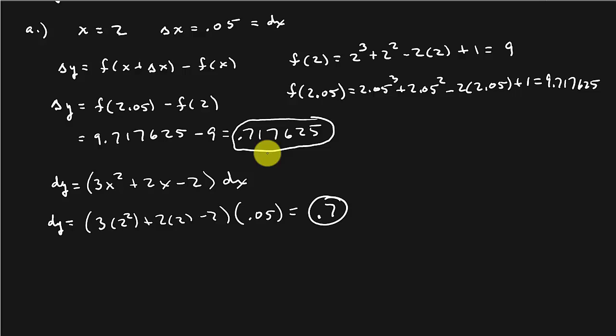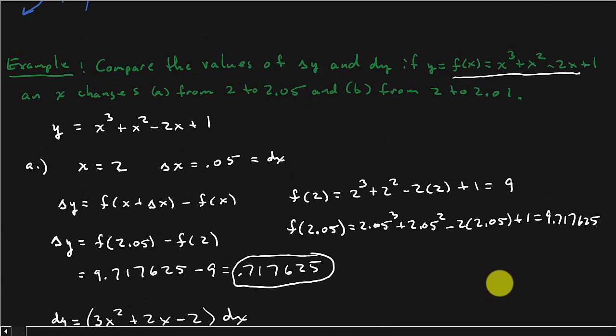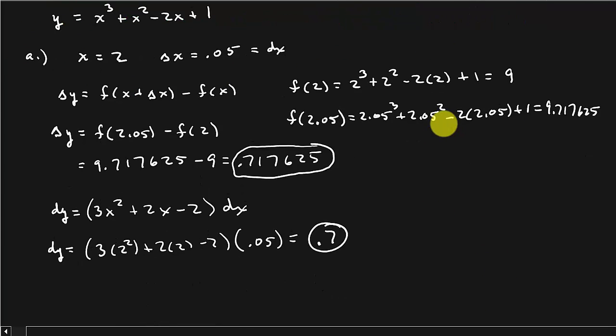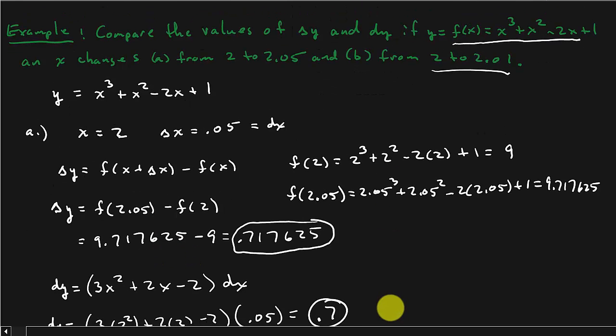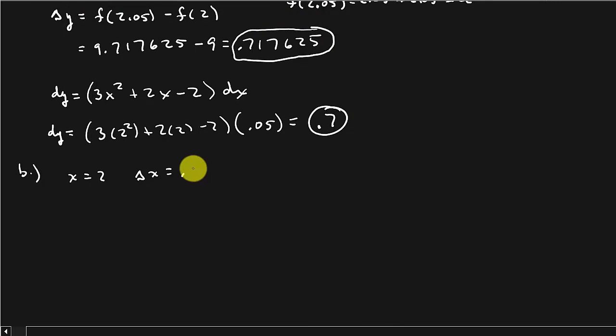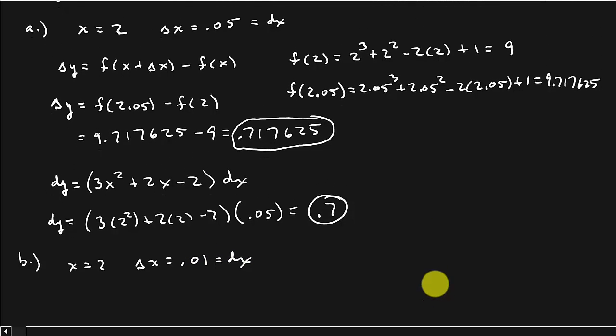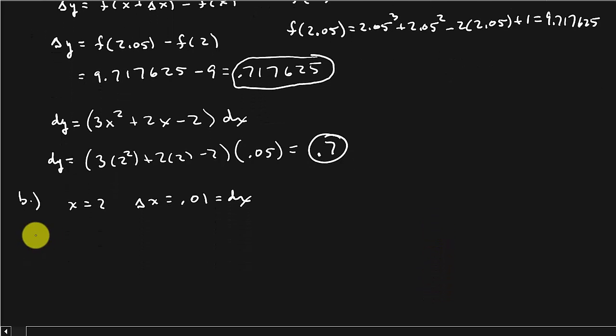All right, so let's do the same thing again with a smaller change, and see if the accuracy looks a little better on this one. For part B, I've got x is 2 and delta x is 0.01, which remember is the same thing as dx. Okay, it's the same thing. So let's find delta y first, which is f of x plus delta x minus f of x.